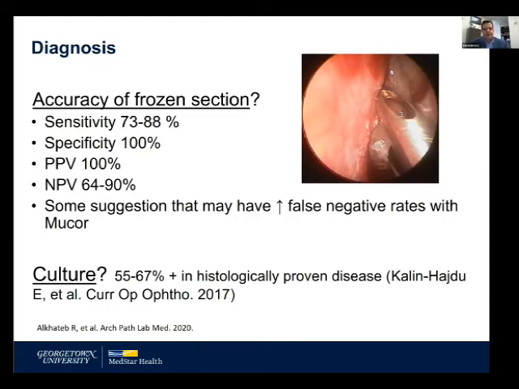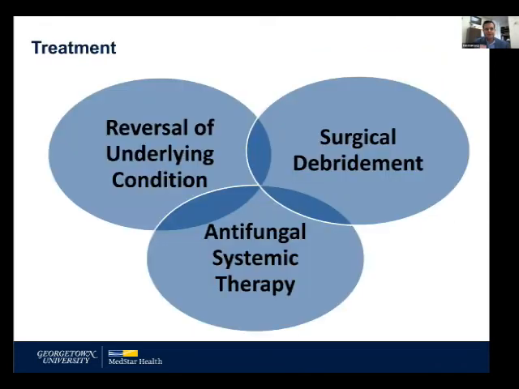But I think having the PAS and silver stains can be really helpful. Culture is not universally positive, and only 55 to 67% in histologically proven disease come back with a positive culture. So we send it, and it can help pare down and make us feel more comfortable with it. But oftentimes it's the biopsies that lead us to the diagnosis.